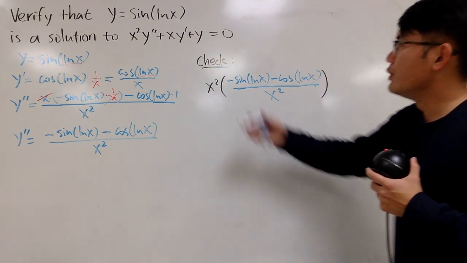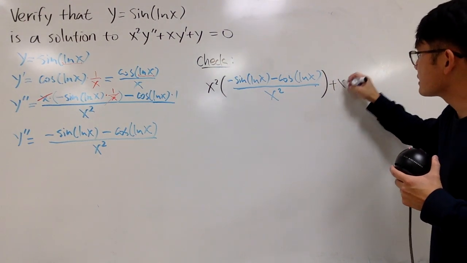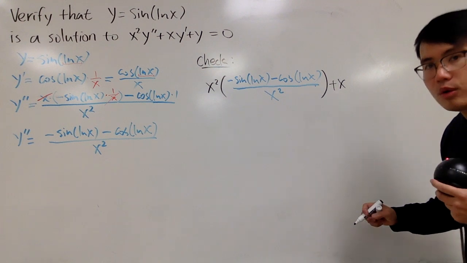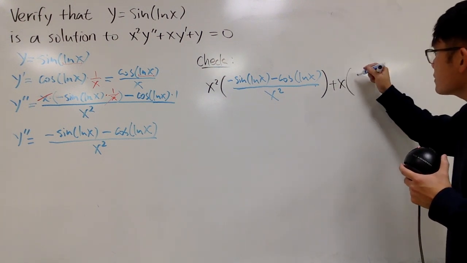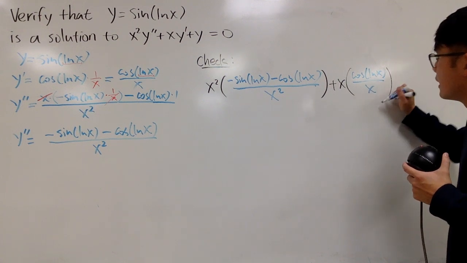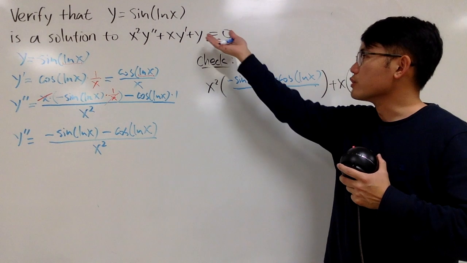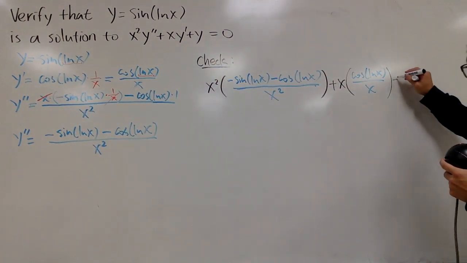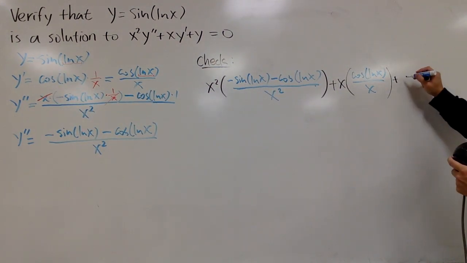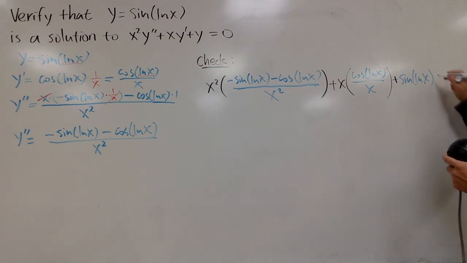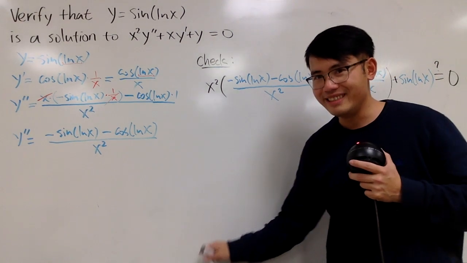And then you are going to add x times y prime, which is just this right here, and we have cosine of natural log of x over x, like this. And lastly, you also have to add y, which is just the original function, and we have plus y is just sine of ln x, like that. Well, in the end, I'm not sure if this is 0. We'll have to show that, but you'll see.